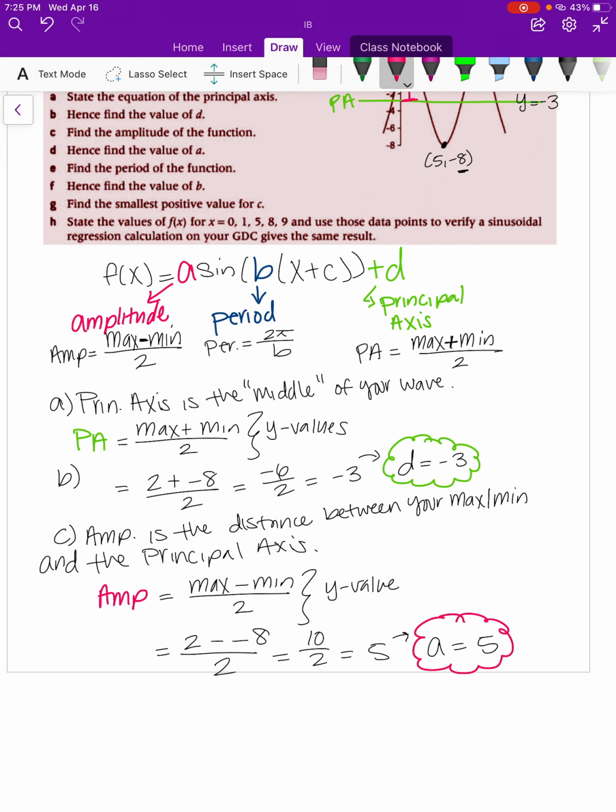So I just found my amplitude. Sorry about the car or the airplane. Hopefully you can hear me okay.